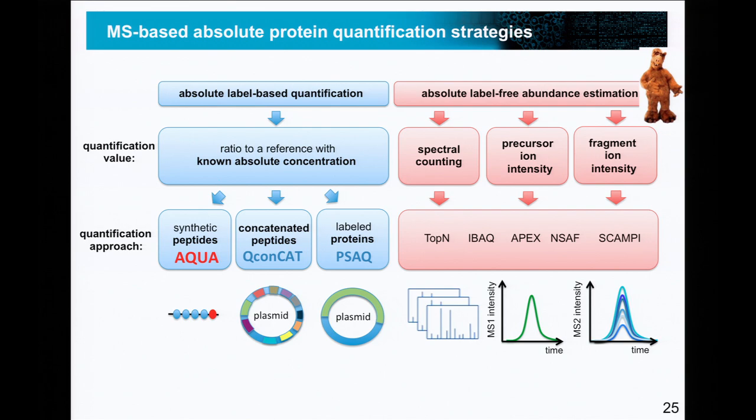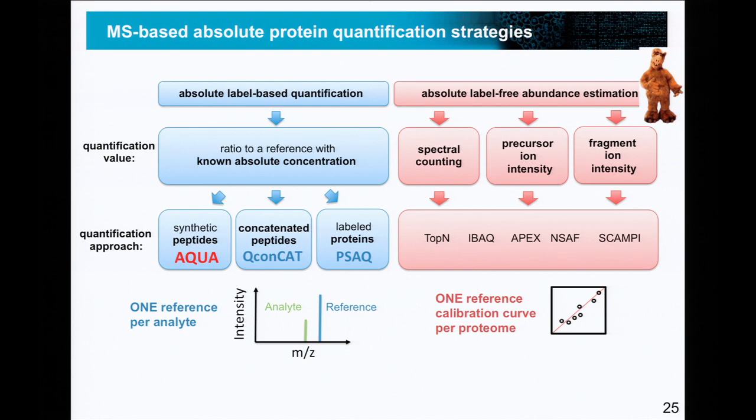And all these different approaches rely on slightly different assumptions and mathematical equations, and I will come back to this in a minute. But the general difference between these two approaches, label-based absolute quantification and label-free, is that in absolute label-based quantification, you always work with one reference per analyte. You always have for every peptide the corresponding analyte. This is also why it's so expensive. You need to have all these different references. In absolute label-free, you do not have a reference per analyte, but you work with one reference calibration curve per proteome. And I will show you again in 2 slides how this works.